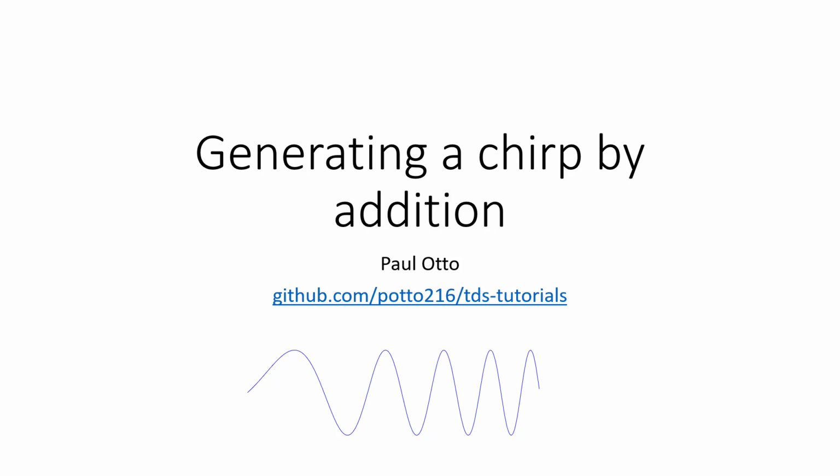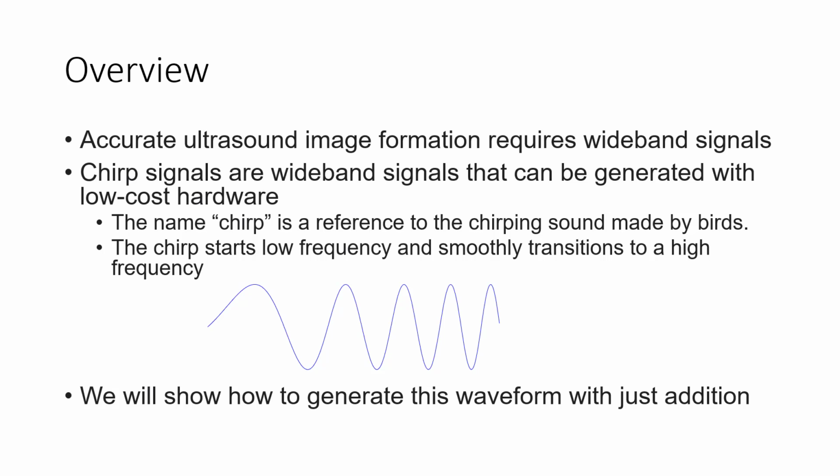I'm going to talk about how to generate chirp signals using only addition. Why? Well, we're interested in ultrasound image formation that's accurate. To do that, it requires using wideband signals. But we also want to do this using low-cost hardware. And chirp signals are wideband signals that can be generated with low-cost hardware.